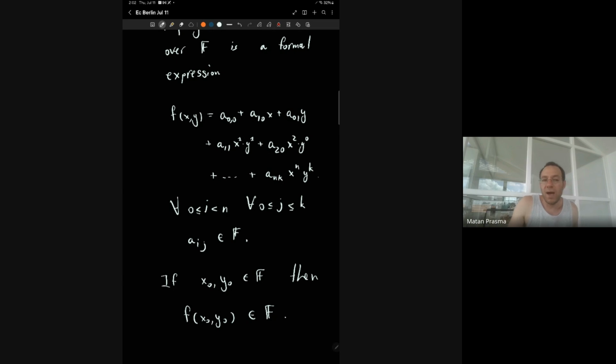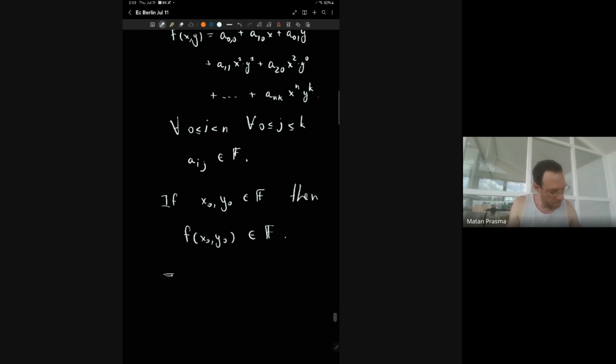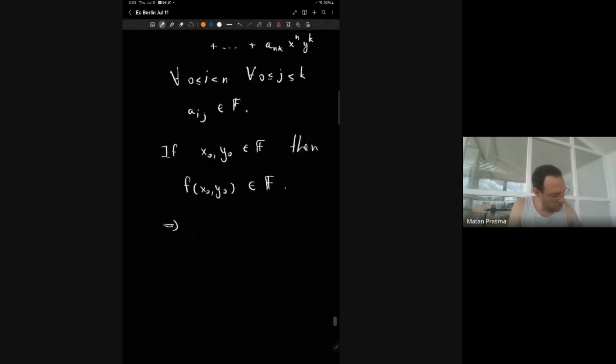So now I can talk about the solution set of a polynomial, in this case in two variables. The solution set of f is the set of all pairs x, y, such that f of x, y is going to be equal to 0, and here 0 means the 0 element in the field.